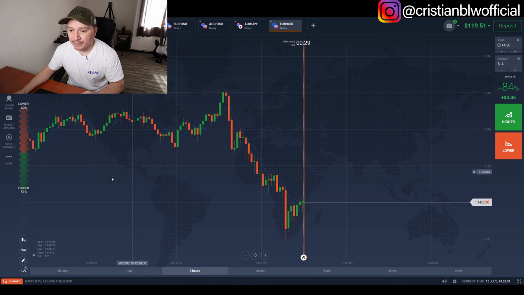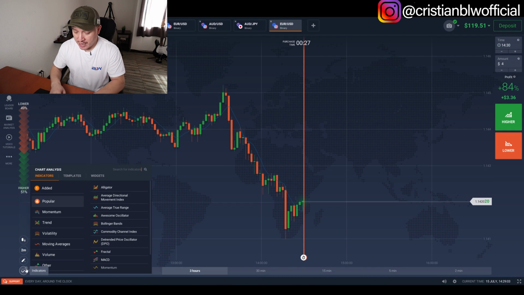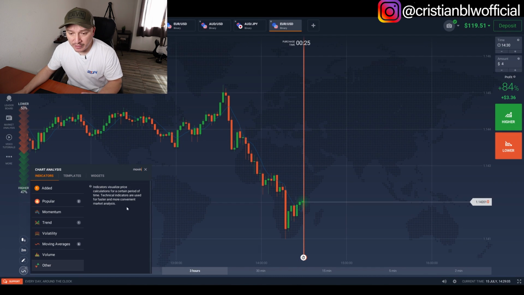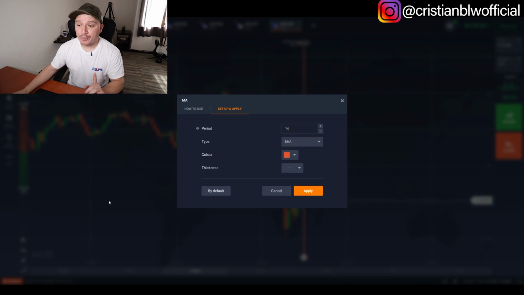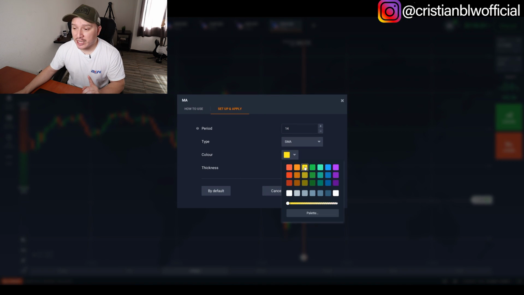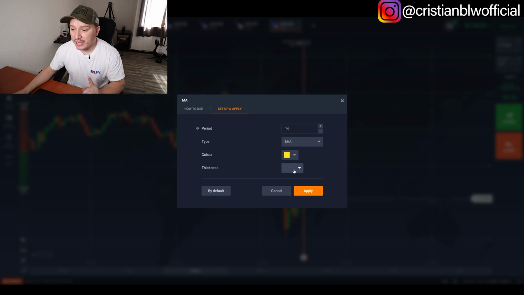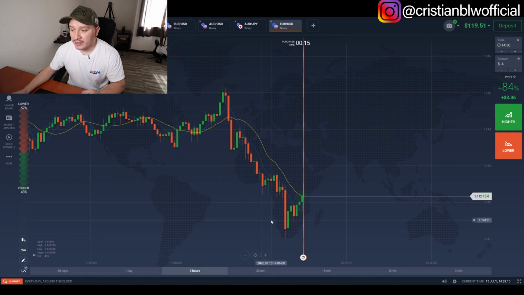You can change the thickness, but I don't really find it necessary. You click on apply, and then you add another moving average, same way. There you go. And the period of 14, but this one is in yellow color, same, SMA, and thickness is fine. There you go.